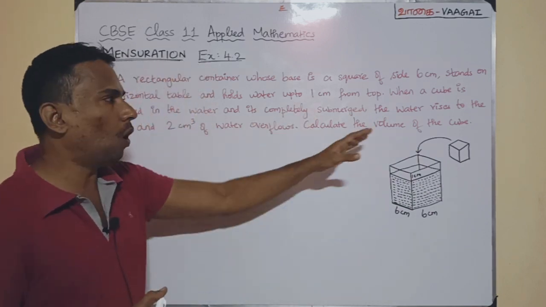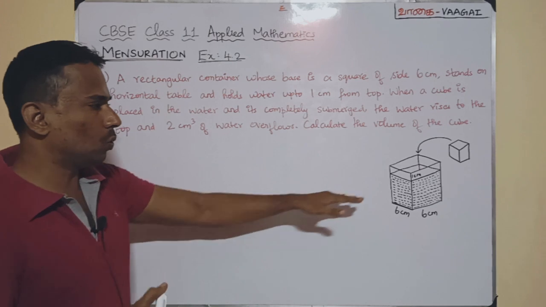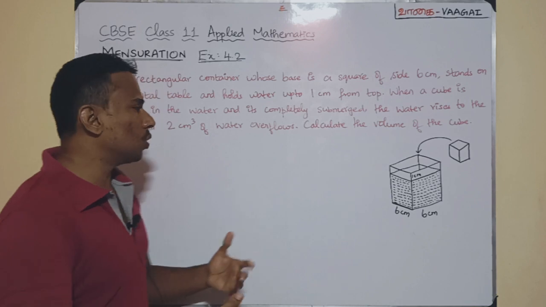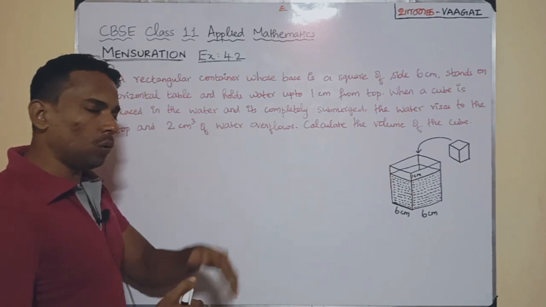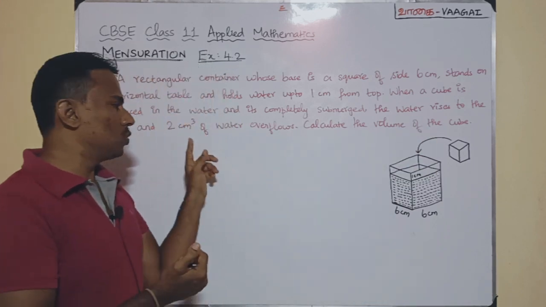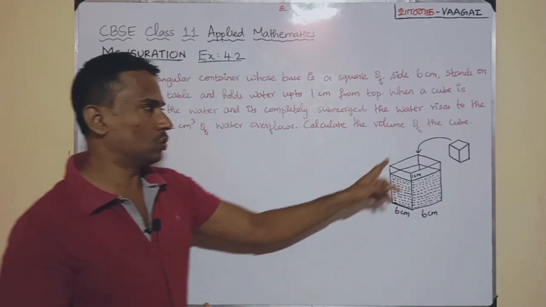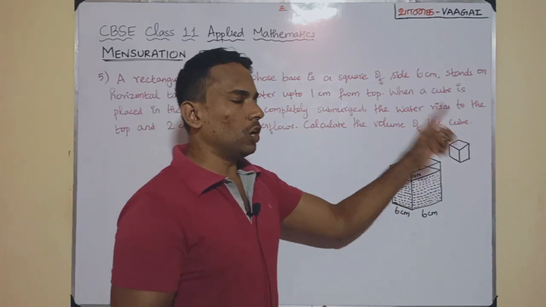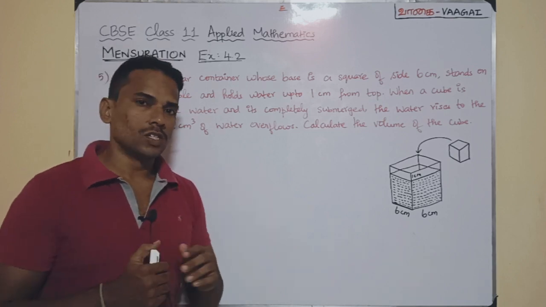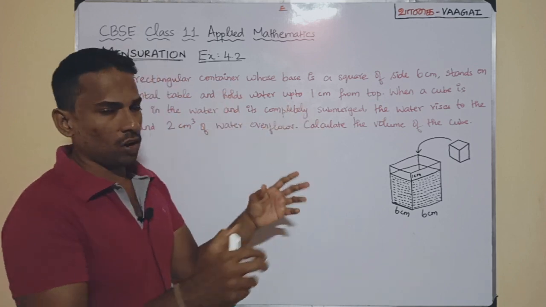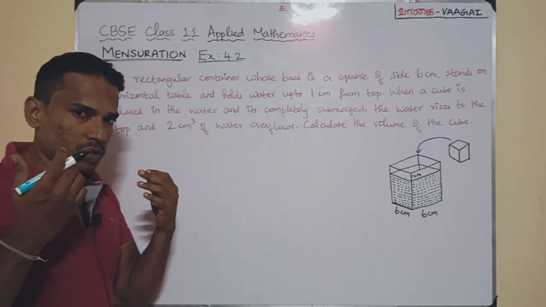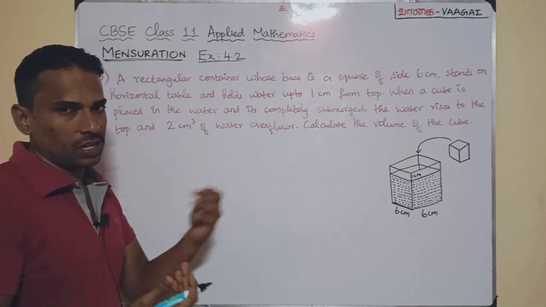Read it very carefully. The water rises to the top, and additionally 2 centimeter cube of water overflows. So some water is going to be overflowing outside, 2 centimeter cube in volume. Then in that case, calculate the volume of the cube. So you have a kind of experiment in this question. Even though the question appears to be very long, the way of solving it is very easy, with very simple steps. If you just know the simple physics laws, we can easily solve this problem.